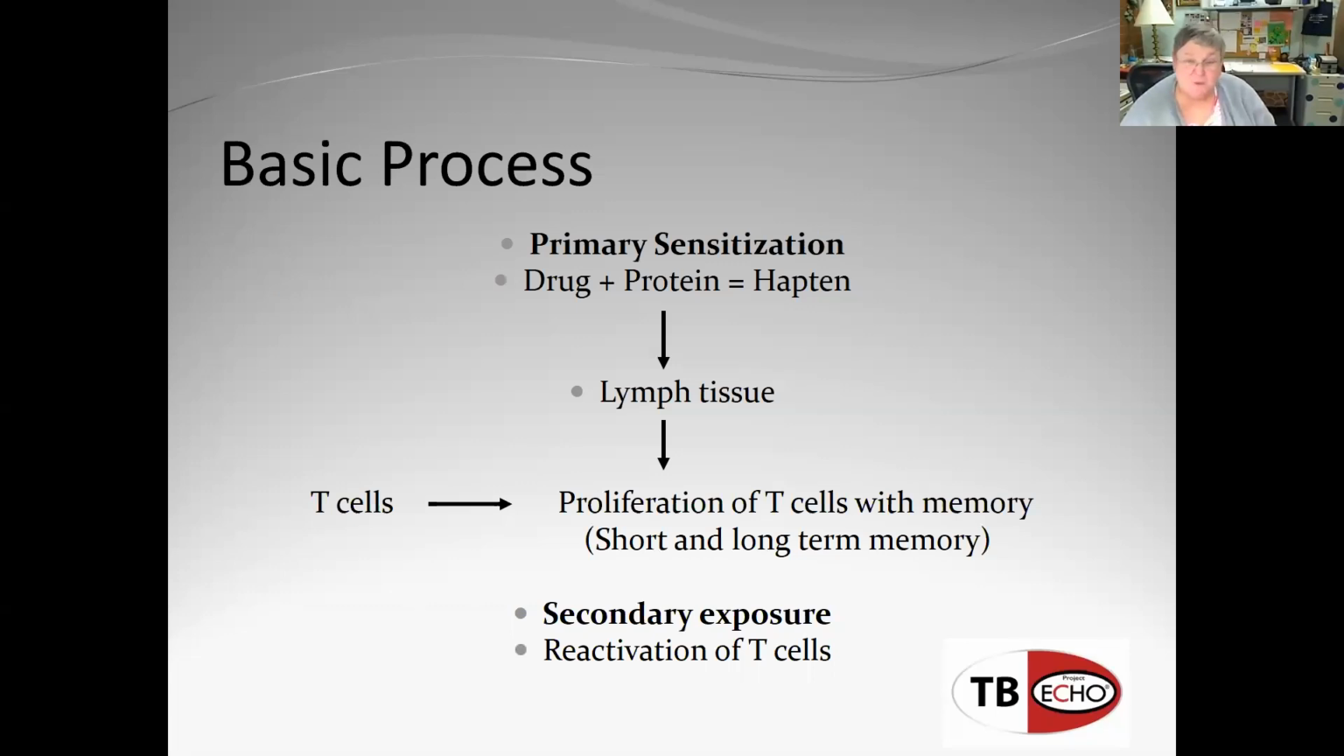So for your primary sensitization, you have the drug plus the protein. You now have a hapten. It goes into the lymph tissue. It induces the T cells to proliferate with short and long-term memory for this hapten. That's the first sensitization or first exposure. When you have a secondary exposure, you've already got the T cells in place. It causes the reactivation of the T cells, and then the response occurs. Next slide, please.